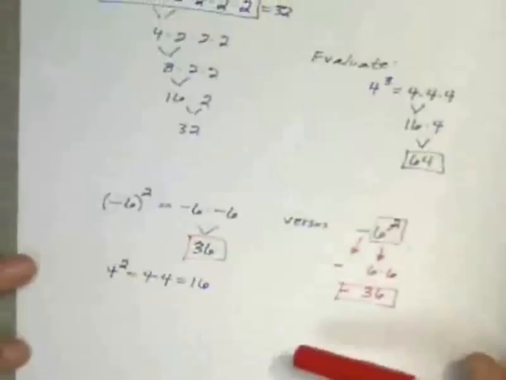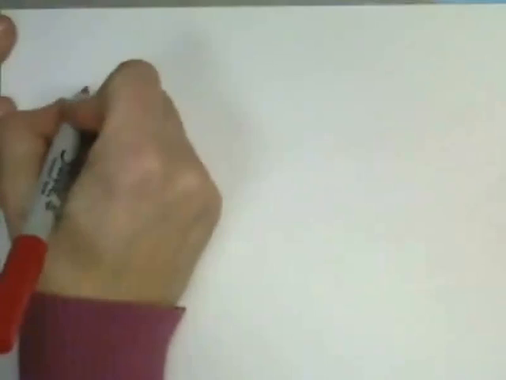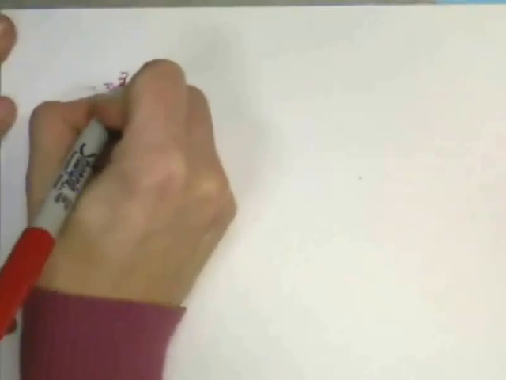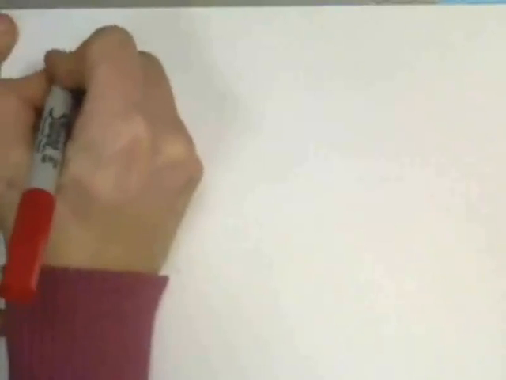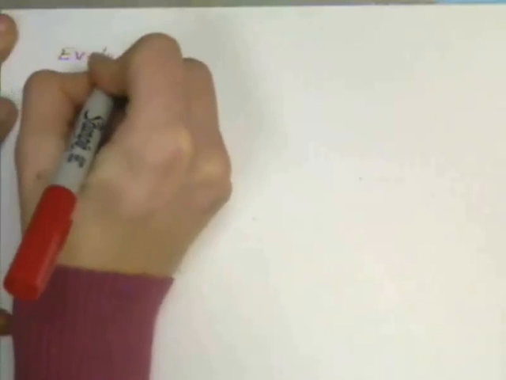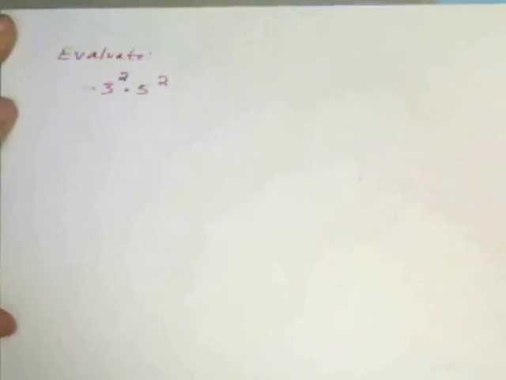Let's try 2 more examples with these exponentials. Actually, I guess we'll do 3. But first, we'll just do a basic one that explores more of what I just told you. Negative 3 squared times 5 squared. And once again, I'm going to say, you know what? Evaluate this. Find me a number that this symbolizes.